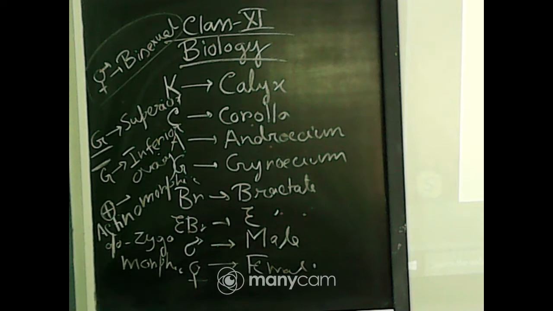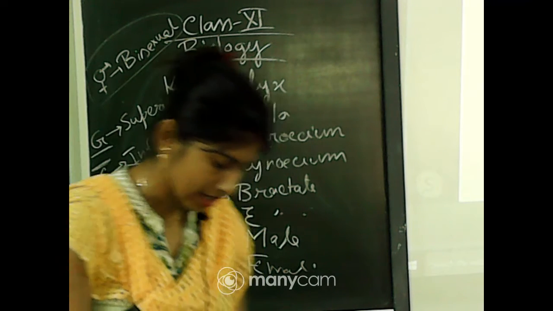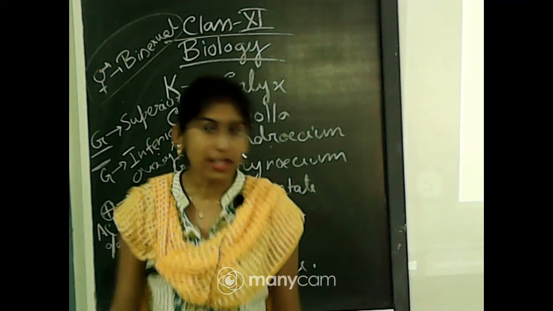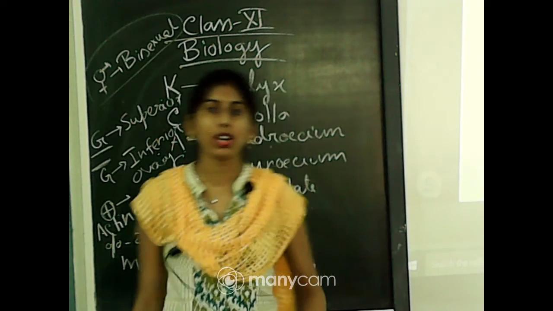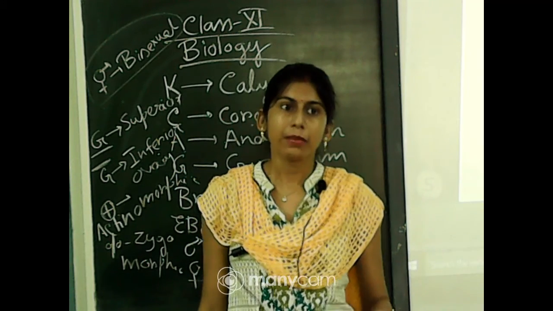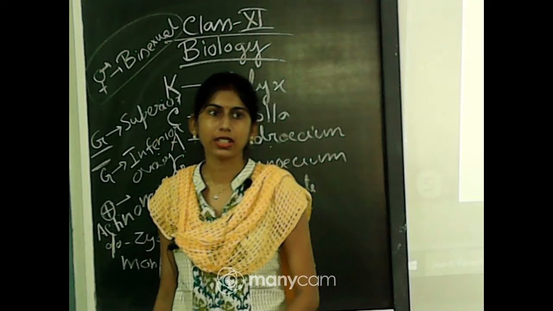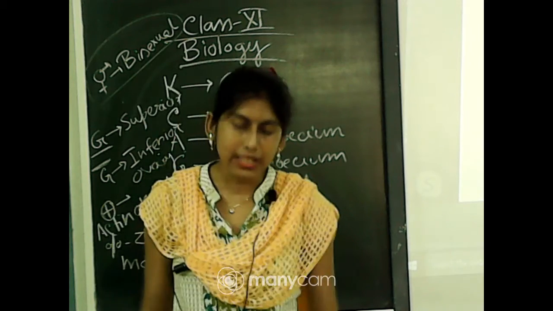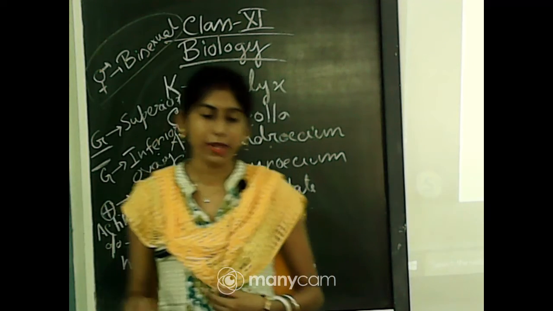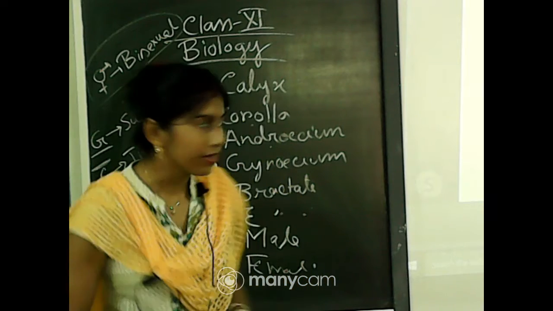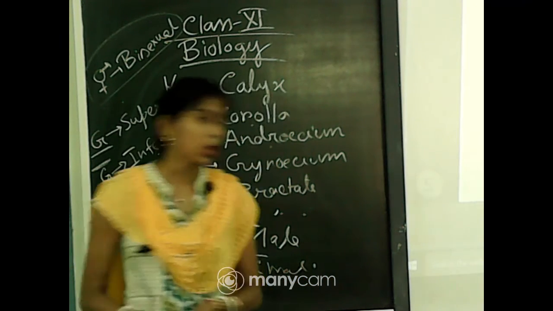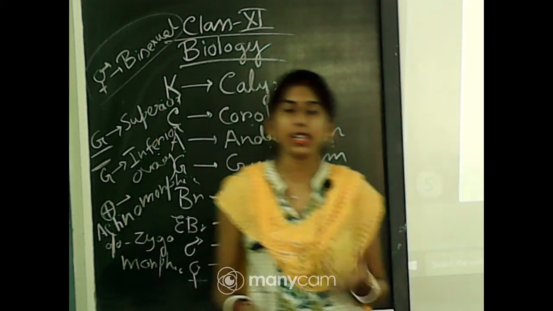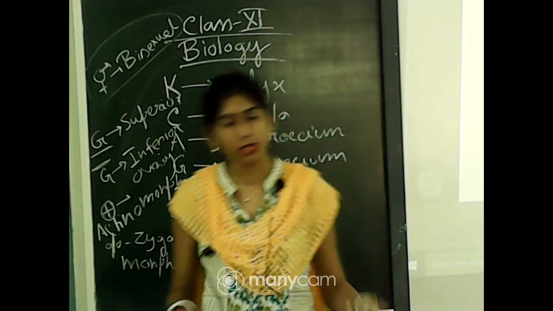In your syllabus only two families are there, that is Solanaceae and Liliaceae. Solanaceae is commonly called the potato family, because potato comes under this family. It is widely distributed in the tropical and subtropical areas and even some temperate zones also. So the habitat or distribution of this potato family is tropics, subtropics and some temperate zones.